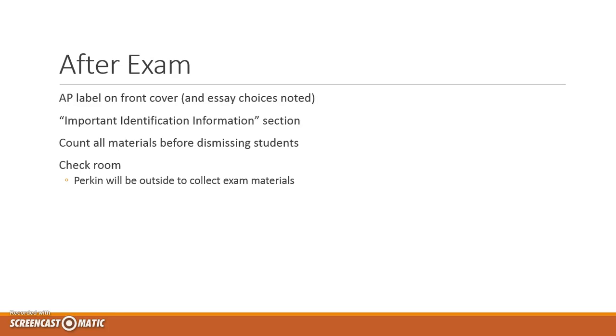When the exam is over, collect all exam materials. As you collect the materials, check the front cover of each Section 2 booklet to be sure that the student has placed an AP number label in the box and noted their essay choices, if applicable. Also, check that the student has completed the Important Identification Information area on the back cover, and that the answers have been written in the free response booklet, not in the orange booklet.